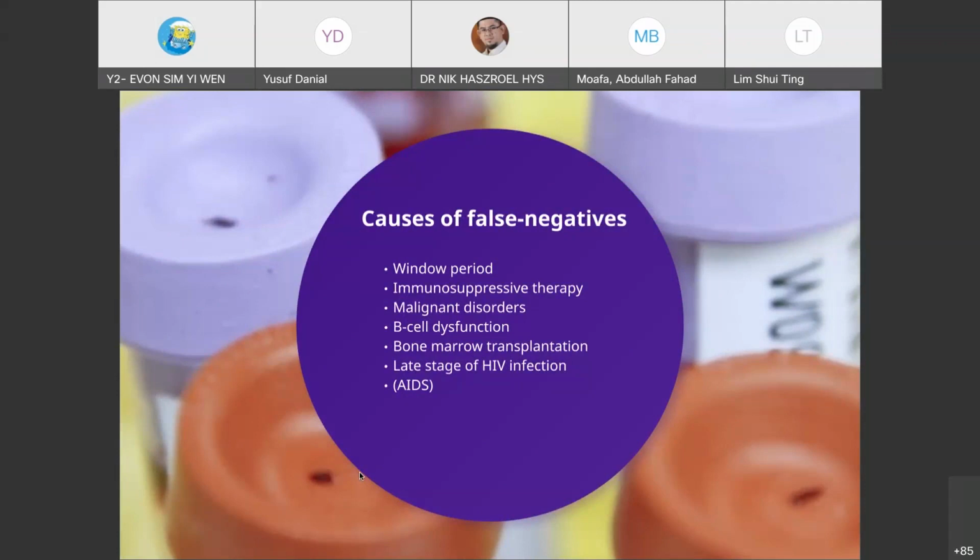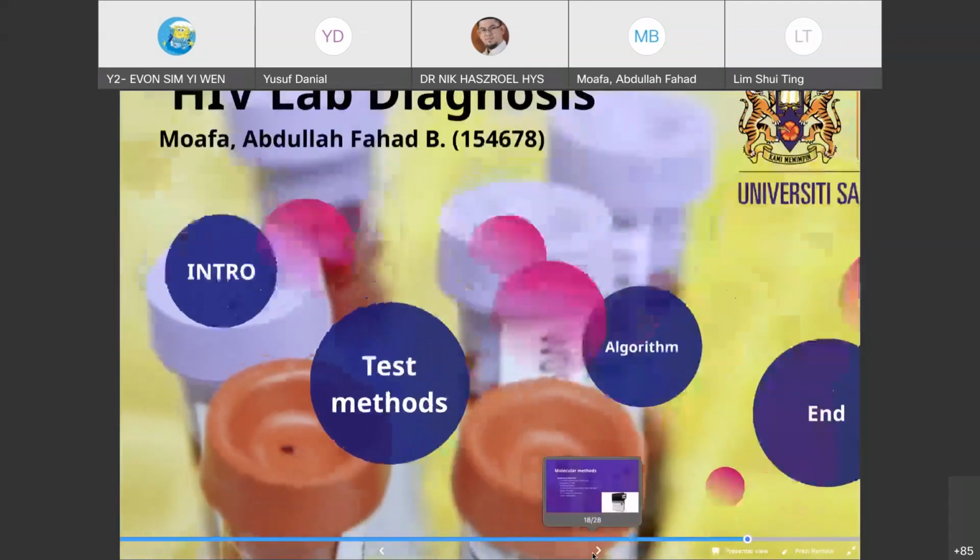Anyways, also, if you have B-cell dysfunction, that can cause a false negative, or bone marrow transplantation. Also, if you're in a late stage of HIV infection, or if you've already been diagnosed with AIDS, this is one point.